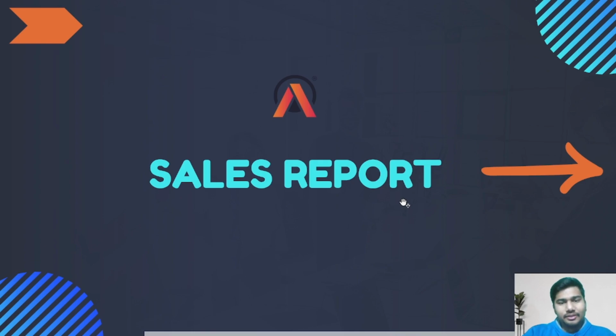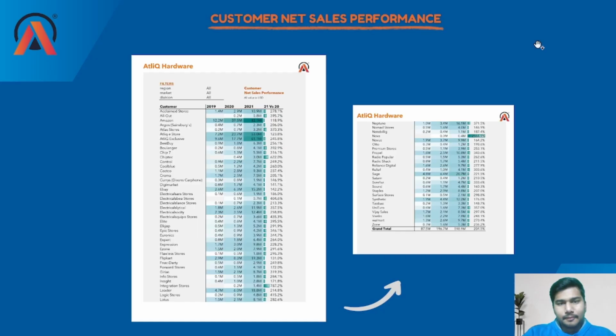Now coming to sales report. The first report is customer net sales performance. So in the sales, firstly we considered how much the sales happened during the year, and here it was built in the Excel sheet. And in the end, I'll be showing you the real Excel sheet where we can see how dynamic these reports are.